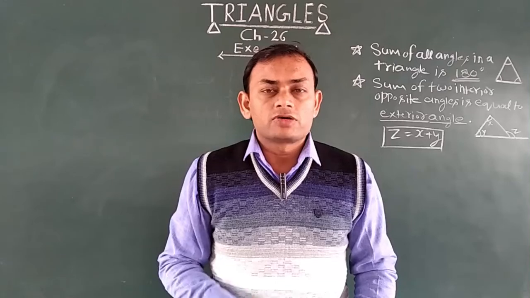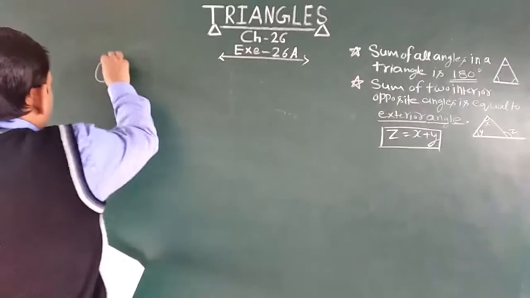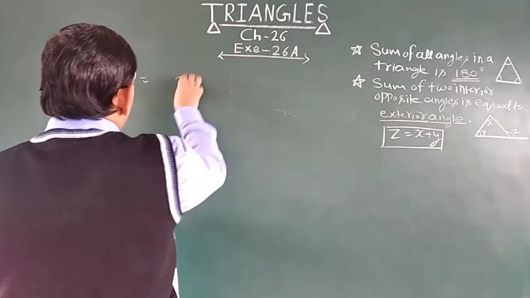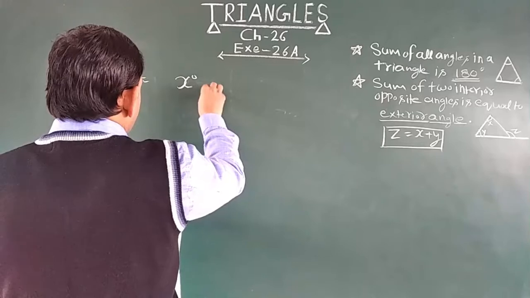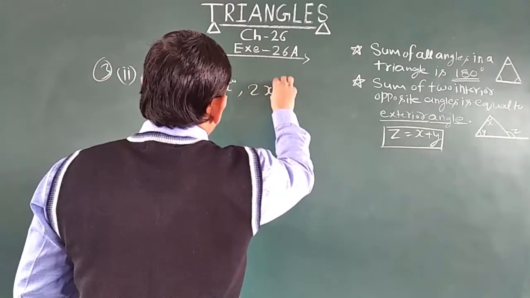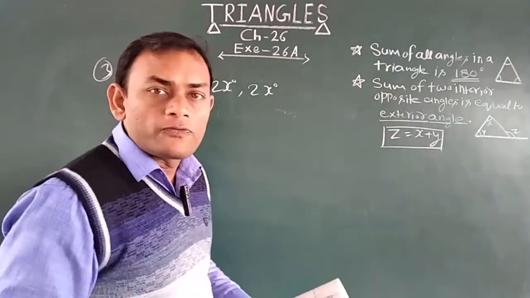Now I am going to tell you question number 3 of this exercise. I will tell you the second part of this question. In this question, again three angles, x degrees, 2x degrees and 2x degrees, are given, and you have to find the value of x.